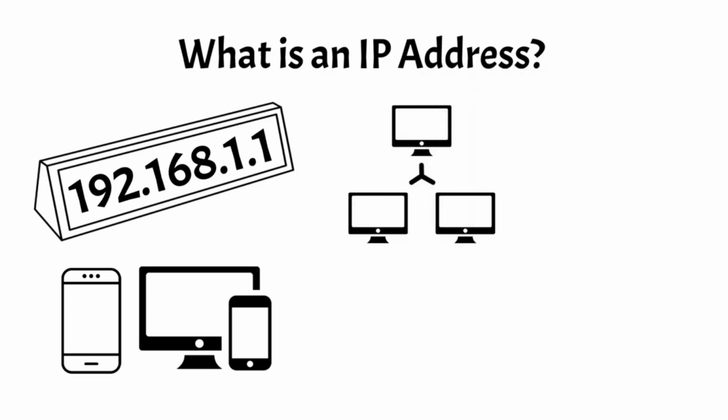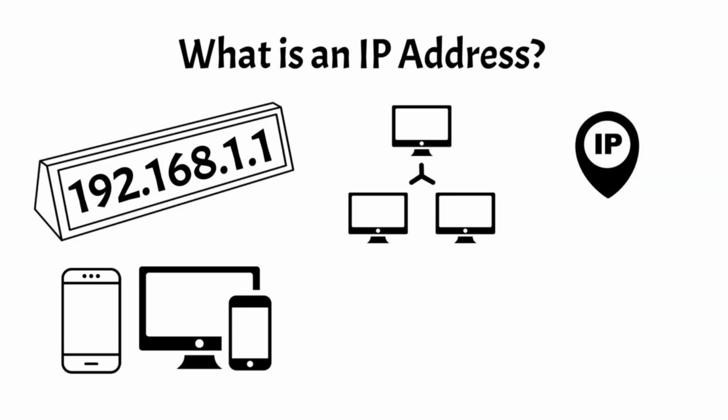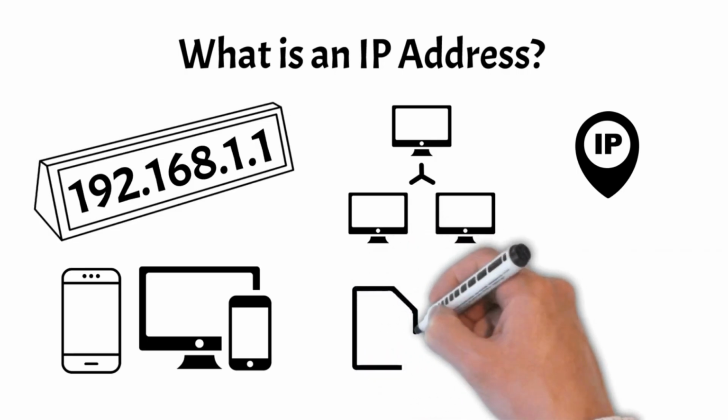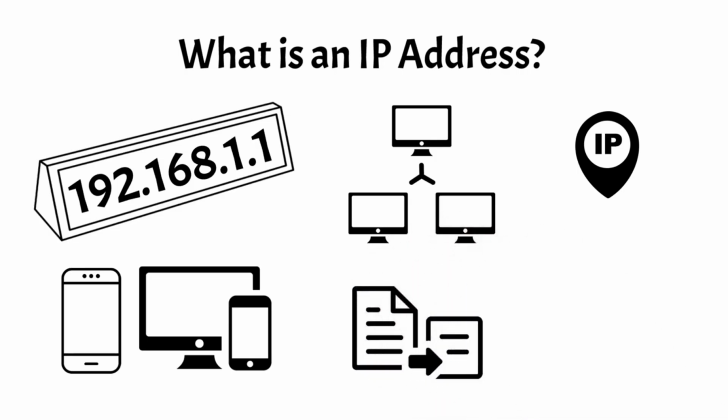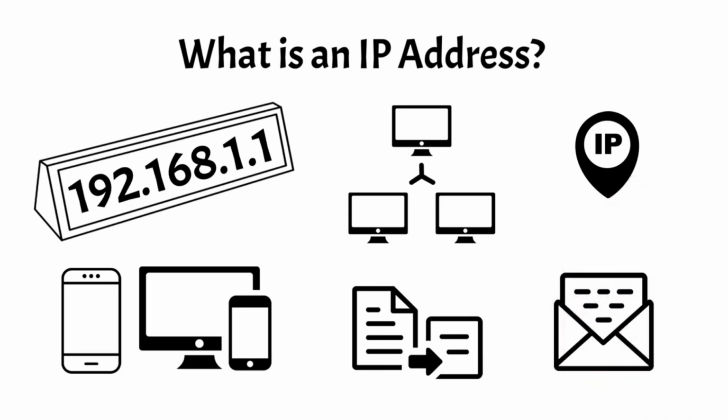It serves two main functions: identifying the host or network interface and providing the location of the host in the network. This address allows devices to locate and communicate with each other on a network, enabling data exchange between devices such as computers, smartphones, servers, and other Internet-enabled devices. Essentially, an IP address acts as a device's online identifier, much like a mailing address in the physical world, ensuring that the information sent across the Internet reaches the correct destination.